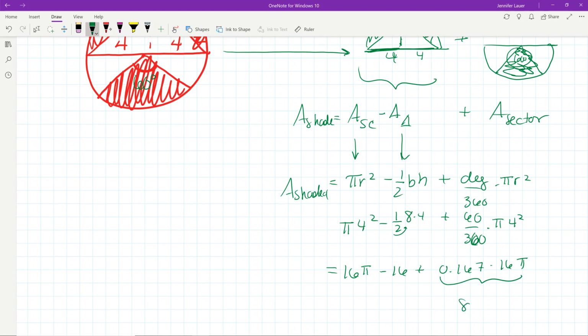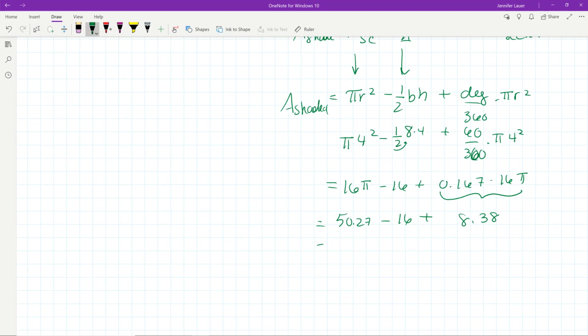So this right here is 8.38. And then we have 16, and 16 times pi is 50.27. So 50.27 minus 16 plus 8.38 equals 32.65. That's going to be our answer there. And we want to look and see what units, and this unit is in centimeters, and it's centimeters squared.